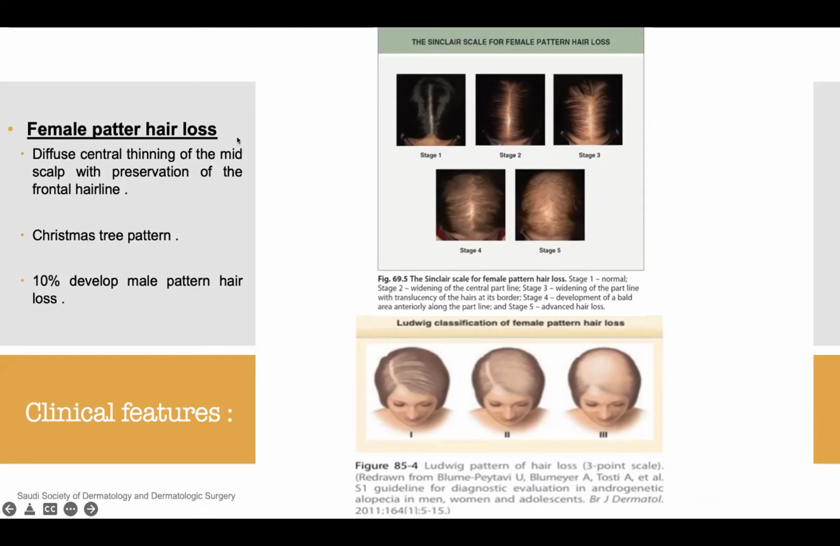Regarding the female pattern hair loss, we have two scales: the Sinclair scale for female pattern, which consists of 5 stages, and the Ludwig classification, which consists of 3 stages.